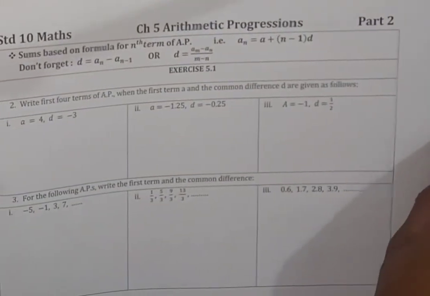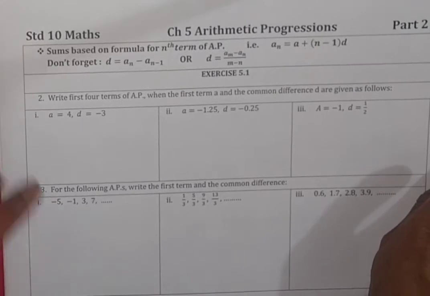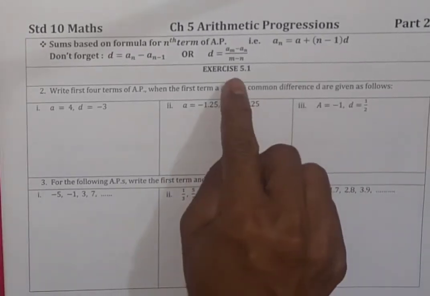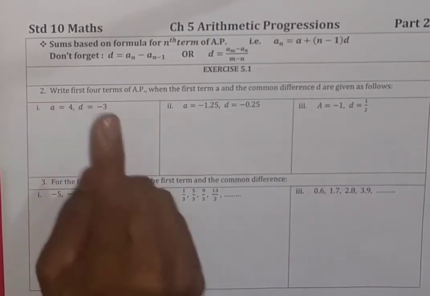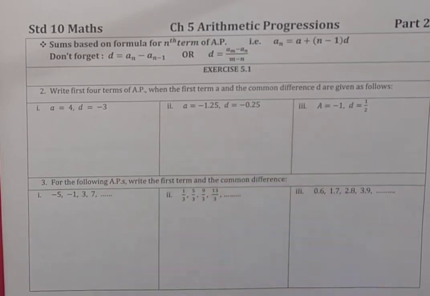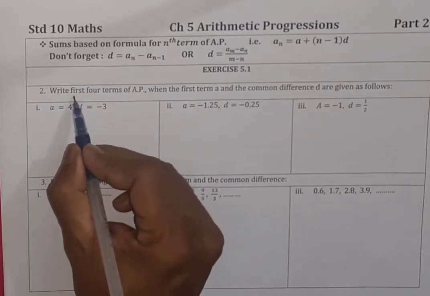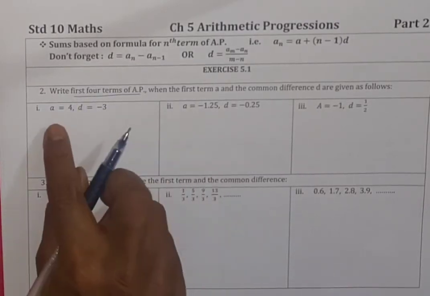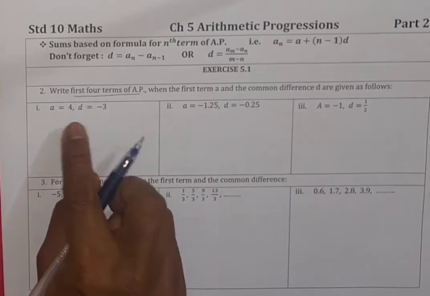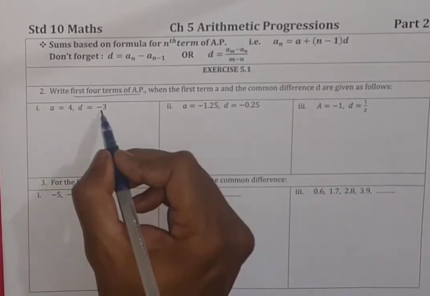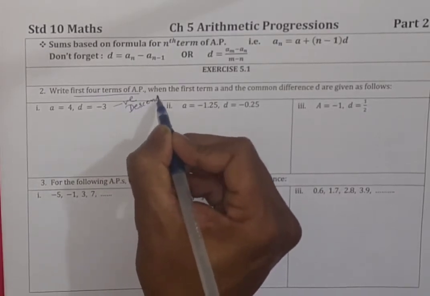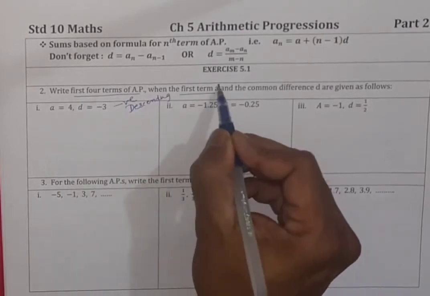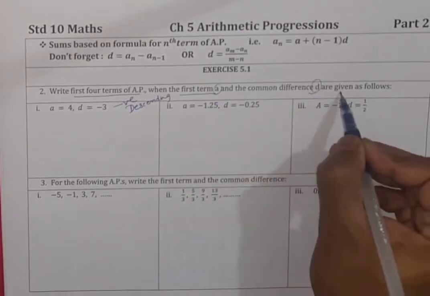So we solved example 1 and 2 of the textbook. Now we move on to exercise 5.1. And from there I have chosen second question. Alright. And in that first, second and third are the sums that we are going to do. Now what is the question? Write first 4 terms of AP. Alright. You are given A, that is first term. D, that is common difference. Common difference is negative. So this will be descending order. Correct? Okay.